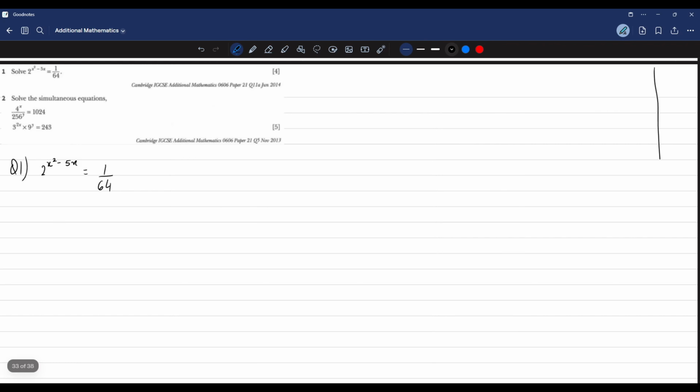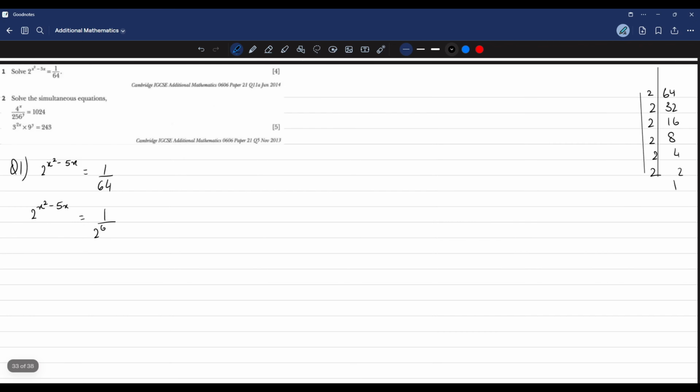As you may know, if we take the LCM of 64, 64 to 16, and we have 2 8s, 2 4s, 2 2s, and 2. So we have 1, 2, 3, 4, 5, 6. We have 2 raised to the power 6 equals 64. So we can write this as x squared minus 5x equals 1 over 2 raised to the power 6. I hope that is correct.